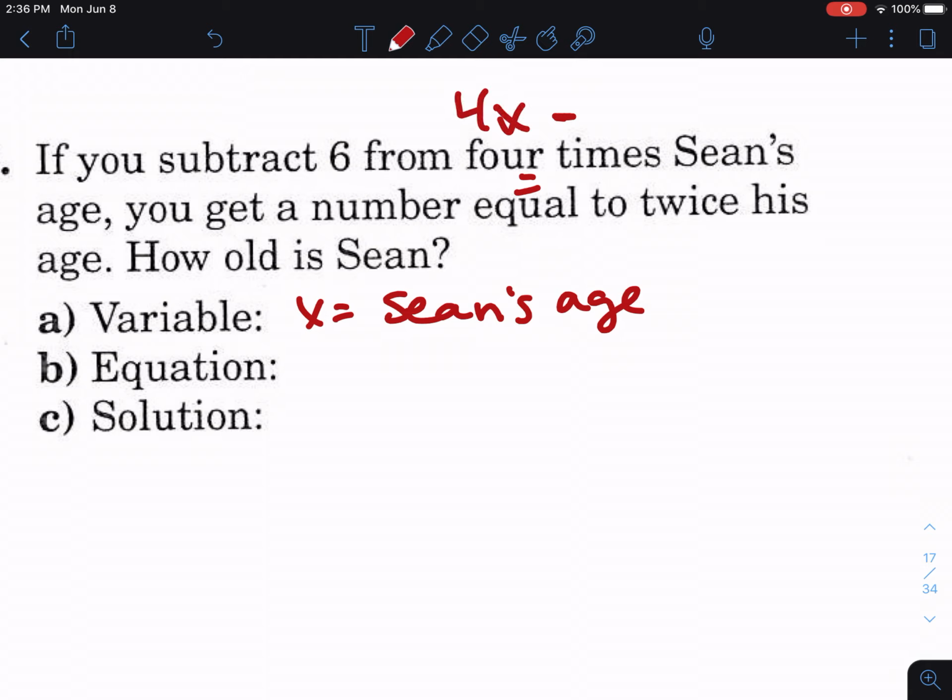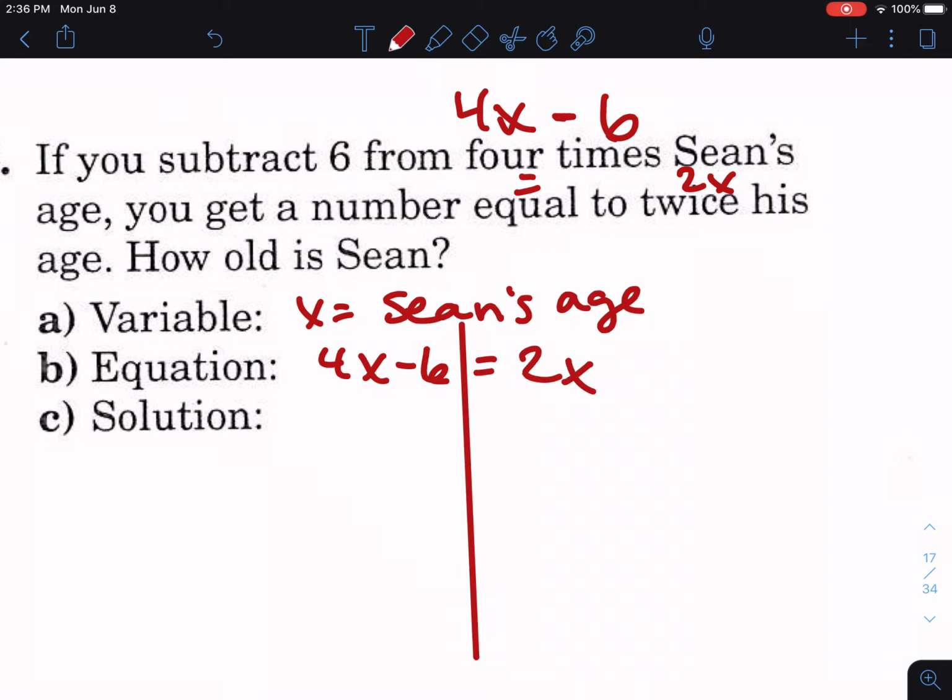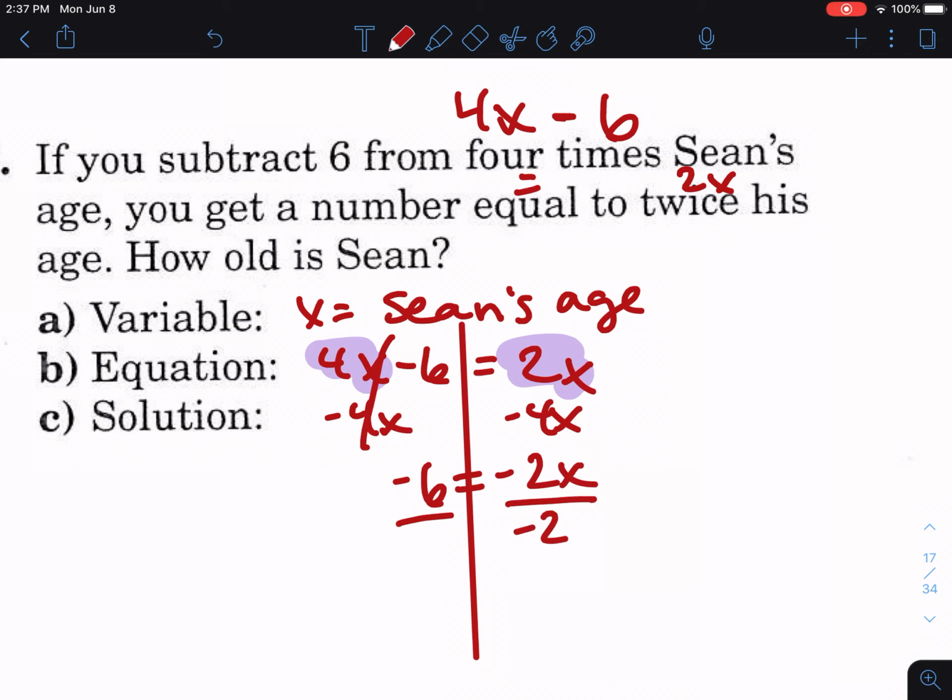So subtract 6 from 4 times Sean's age. So 4x minus 6 equals twice his age, 2x. So we have 4x minus 6 equals 2x. Now remember, I get these purple x's together. I'm going to do that by subtracting 4x on the left. It's going to leave me with negative 6. Negative 6 equals negative 2x. Going to divide both sides by negative 2. X equals positive 3. Sean is 3 years old.